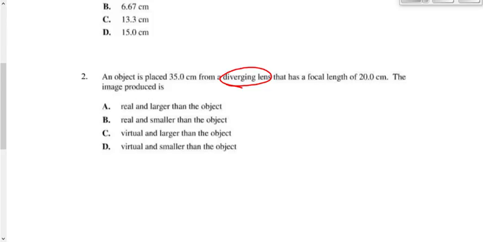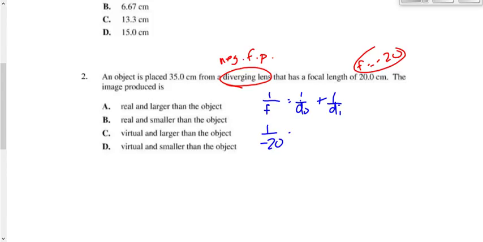Diverging tells us that rays diverge from a focal point, which tells us that it's a negative focal point, right? That means that this is negative 20 as opposed to 20. The object is placed 35 centimeters in front of it. Let's find the image distance. We're going to say 1 over f is equal to 1 over dO plus 1 over di. The focal length is negative 20, so make sure you include that negative 20 if you're doing it mathematically. The object distance is 35 plus 1 over di. We solve for the image distance here, and it works out to be negative 12.73 centimeters.